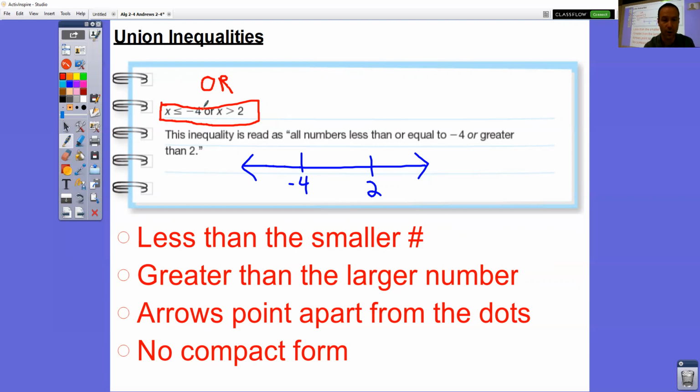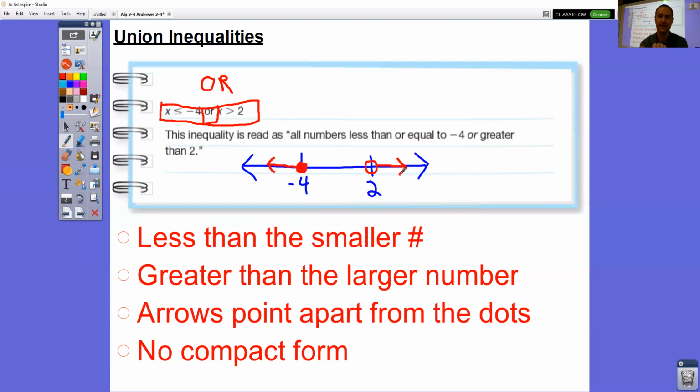Then you have the actual word or in the middle. Then you have your other inequality statement. Now notice that the arrows both point out. That is going to be a closed dot here at the -4, because we want all the numbers that are less than or equal to -4. So with the "or equal to," it's going to be a closed dot. The arrow is going to go out, because numbers that are less than -4, -5, -6, -7, would all be in here. X is greater than +2. So no "or equal to," so it's going to be an open dot, and the arrow is going to the right. We want all the numbers that are bigger than 2.